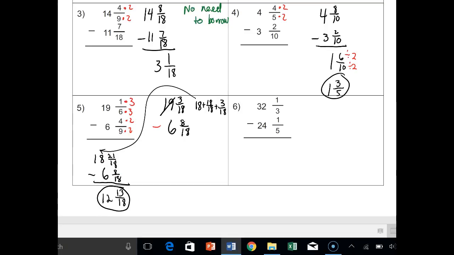Common denominators for number 6 are 15, so times 5 on this one and times 3 on this one. And when you get your mixed numbers, you get 32 and 5/15 minus 24 and 3/15, and that's a simple one. You do not need to borrow there.